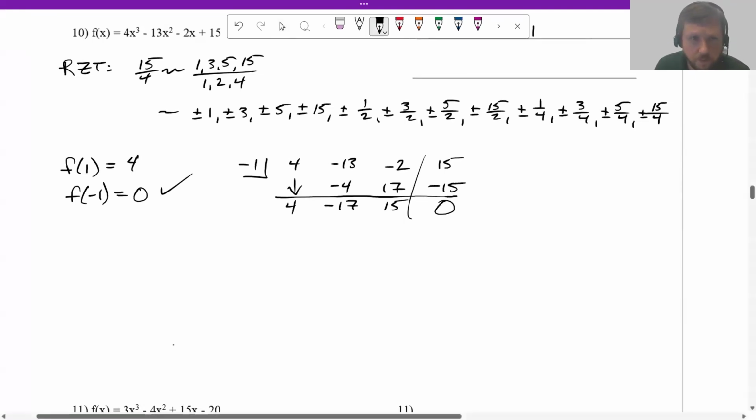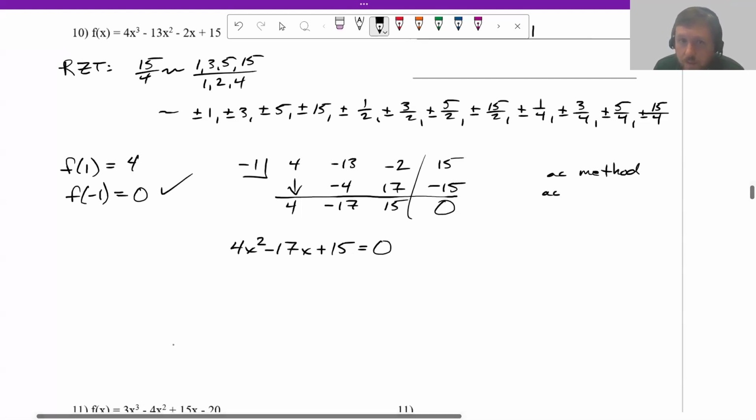Okay, so now my depressed polynomial is 4x squared minus 17x plus 15. Let's go ahead and just set that equal to 0. And I think I can factor this. So if we use the AC method, and you could use the quadratic formula at this point, it doesn't matter. Quadratic formula, AC method, completing the square.